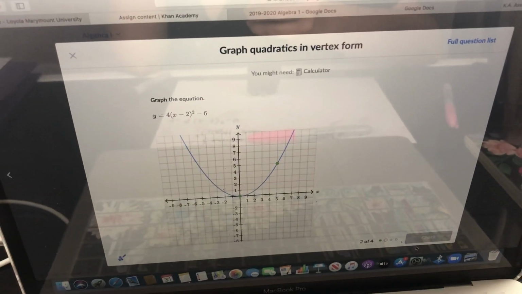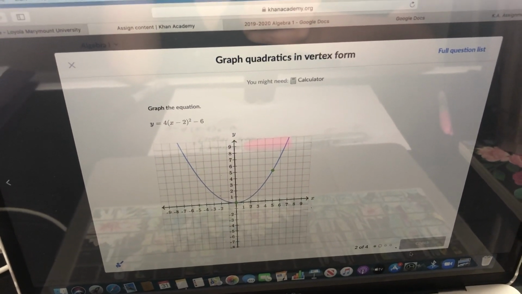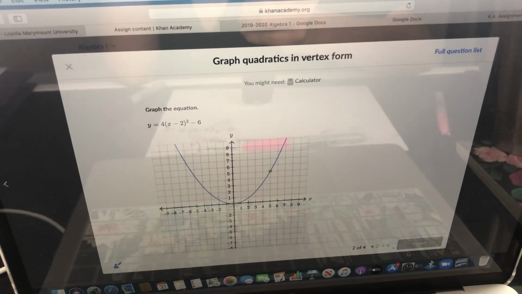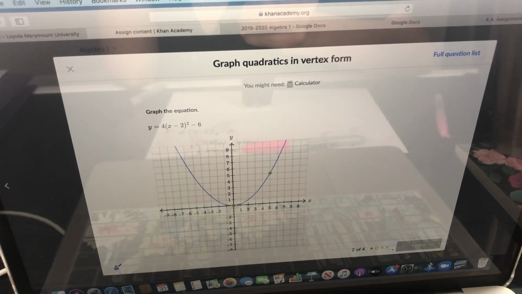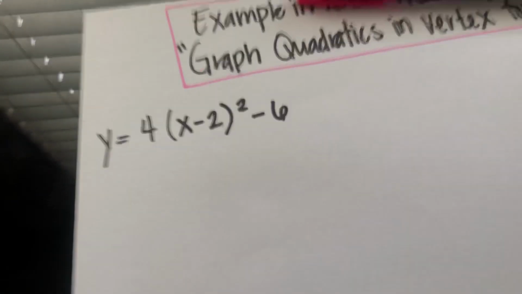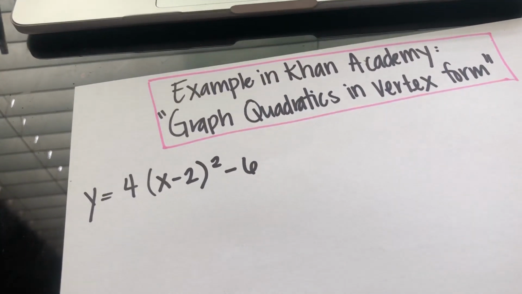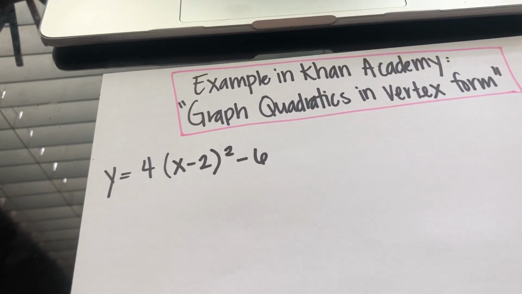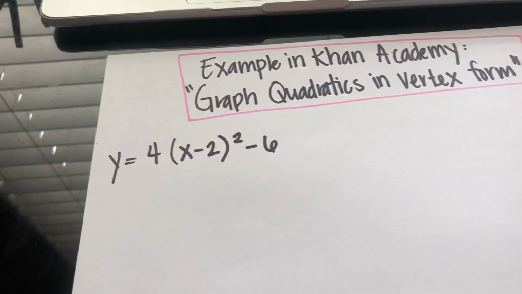Let's do an example in Khan Academy, graph quadratics in vertex form. I have y equals 4 times (x minus 2) squared minus 6. I already wrote it down in my paper. We're doing an example in Khan Academy in vertex form. So this is in vertex form.